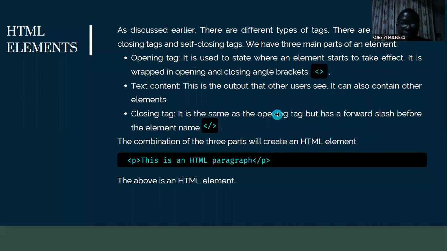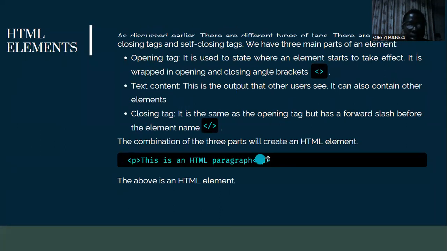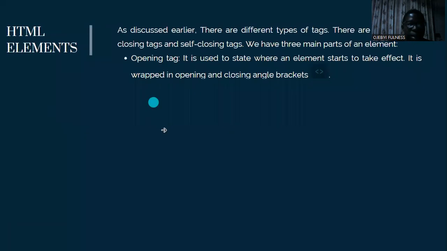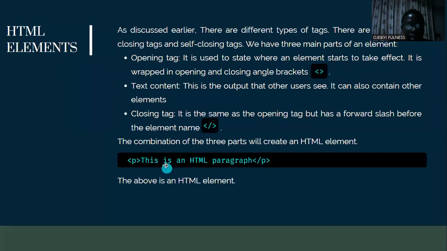So these are HTML tags. That body alone, the opening body tag, is an HTML tag. But when an element consists of this opening tag, text content, and closing tag, so when these three conditions are fulfilled, then you have an element. These are elements, and this is a p element. This is an HTML paragraph. So this is an HTML element.